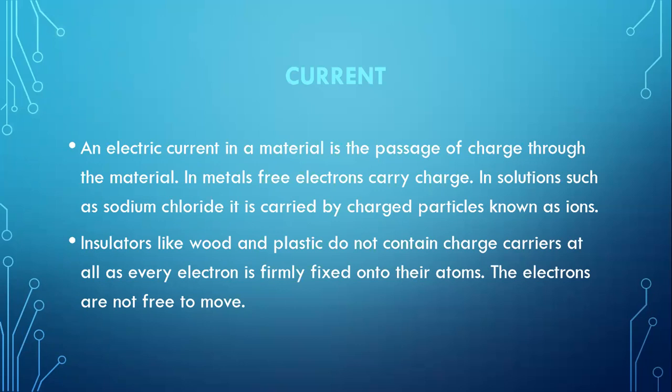Insulators like wood and plastic simply do not contain charge carriers at all, as every electron is firmly fixed onto their atoms. So they do not carry the charges. So this means also they do not allow flow of electric current. The electrons are not free to move. So since the electrons are not free to move, there can't be any flow of electric current.